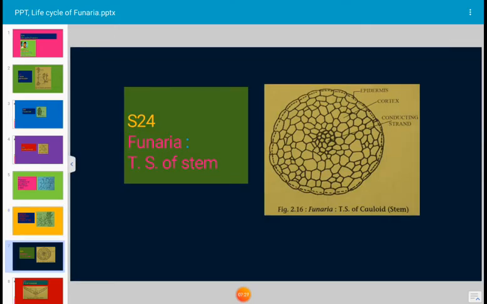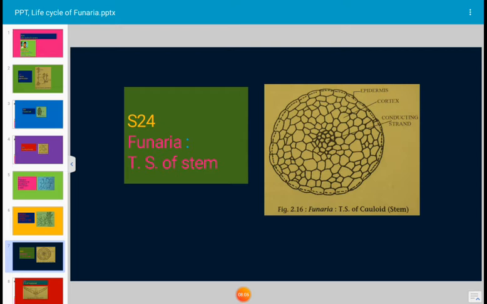This is the anatomy of the stem of Funaria, or cauloid: the transverse section of the stem. Let us see all the details of internal structure. The transverse section of the cauloid or stem shows a simple internal structure. The cells are arranged in three distinct zones, that is number 1 epidermis, number 2 cortex and number 3 conducting tissue. Let us see the details of the epidermis of the stem.